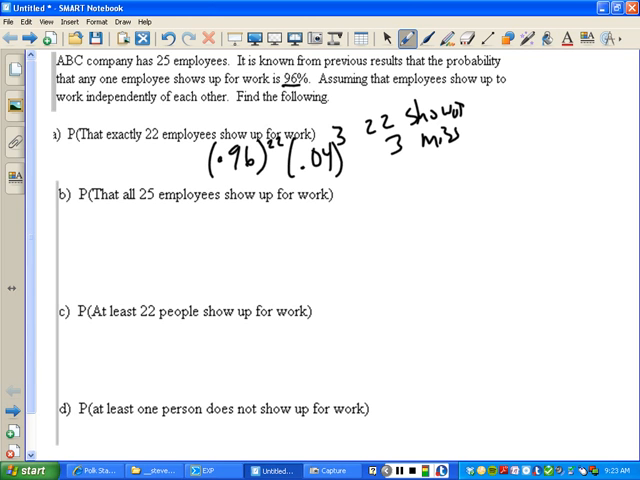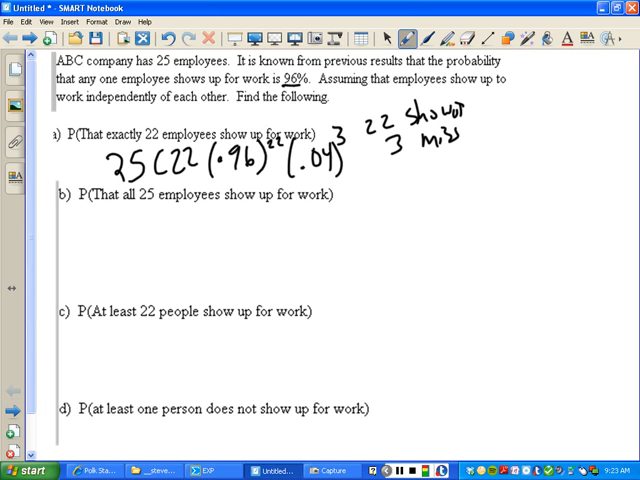Now, if you leave it like that, you're wrong, but you're close to being right. Now, if you want to get it right, what must you do? You must account for the fact that we don't know which 22 are going to show up. That's where the 25C22 comes from. If you put that, you are correct.